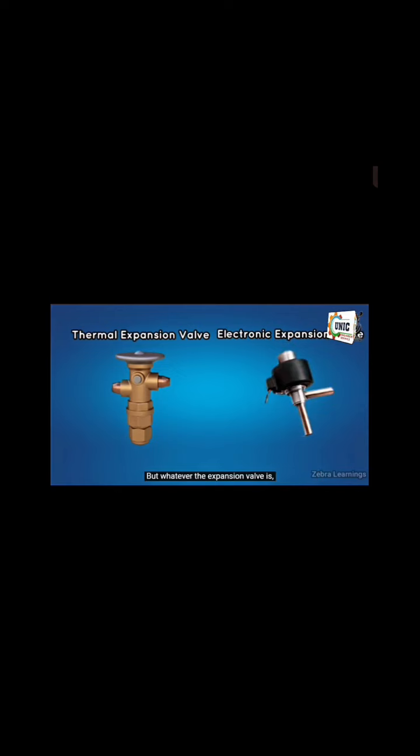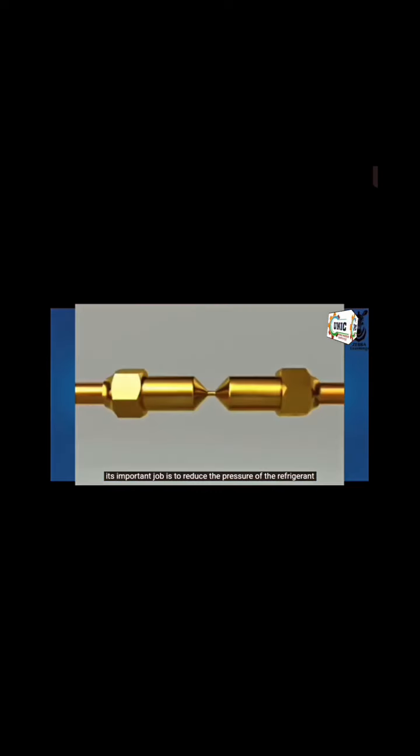Next, the refrigerant goes to the expansion valve. Although there are many types of expansion valve, the thermal expansion valve is mostly used in many places. The most advanced of these is the electronic expansion valve. But whatever the expansion valve is, its important job is to reduce the pressure of the refrigerant that comes from the condenser at high pressure.